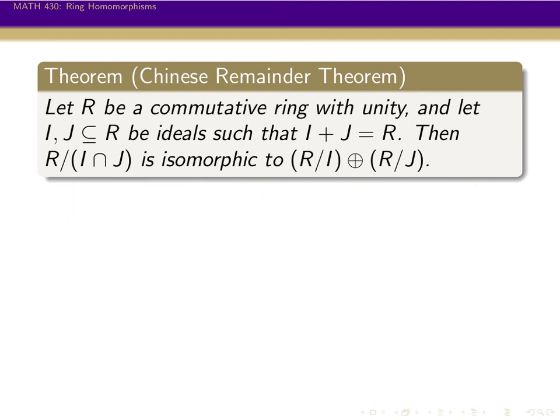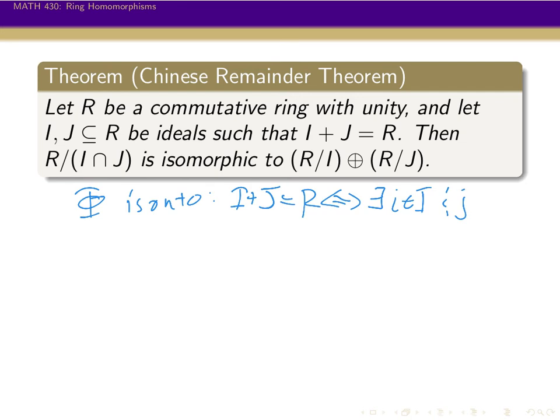So first let's show that this map capital phi is onto. We're going to use the fact that I plus J gives us the whole ring. Since this is a ring with unity, the fact that I plus J equals R means that there exists some i in I and j in J such that i plus j gives me the unity.